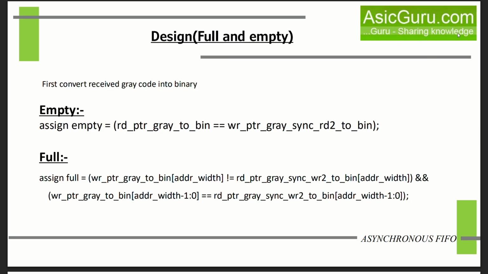Now let's move to the design part of our asynchronous FIFO. Here is the logic for the empty and full flags. Full and empty flags are generated using the difference between the write and read pointers after synchronization. The key idea for finding empty is that if both pointers are equal, then we consider our FIFO empty. And for full, if the write pointer is equal to the read pointer with the MSB inverted and the remaining bits the same, then we consider the asynchronous FIFO to be full.